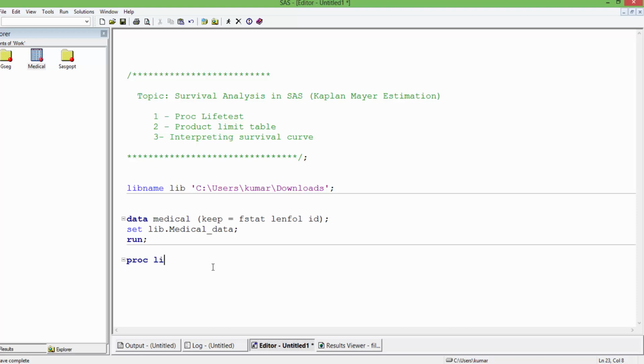PROC LIFETEST data medical. I'm going to write here atrisk. So this is an option which gives you how many patients are at risk at different time points, and then I'll plot the survival function. Then time, length follow, f-stat 0.